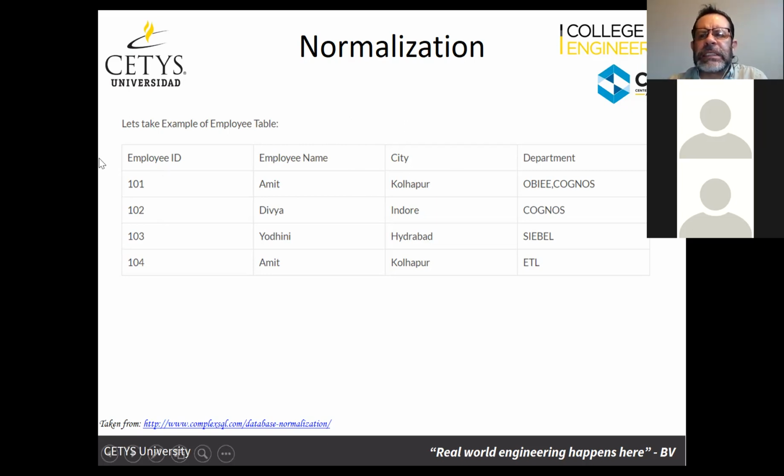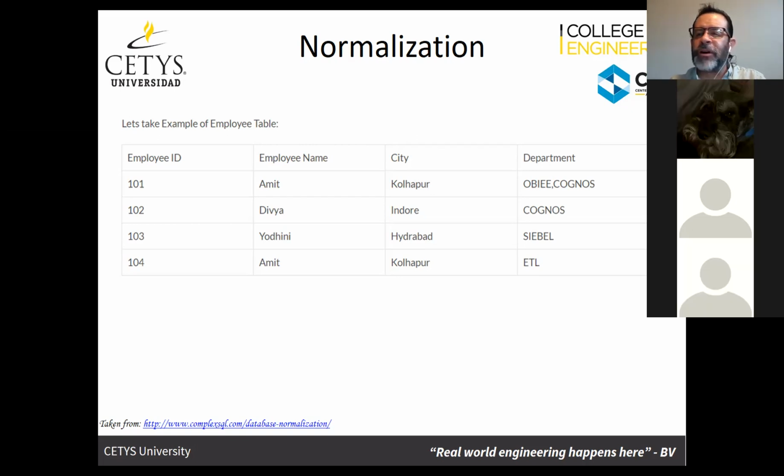How many fields does this table have? 4. Remember that there are concepts that are equivalent when we're talking about the ER modeling and the relational model. So attributes and fields are the same thing. How many tuples does this table have? 4. Remember that tuples and records are the same thing. They're the rows. So this table also has 4 rows. Those are going to be questions in the exam.